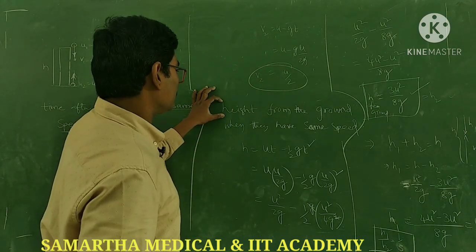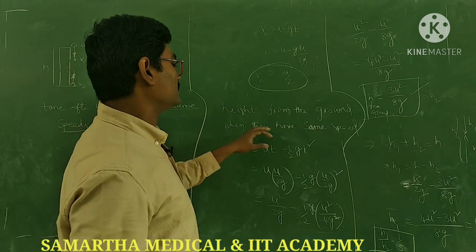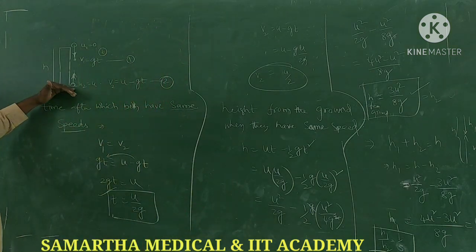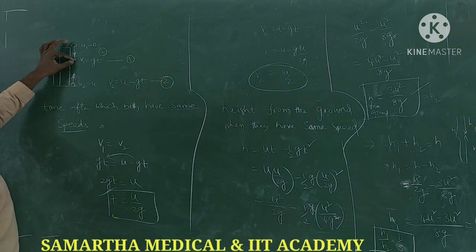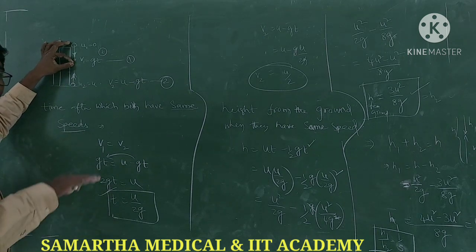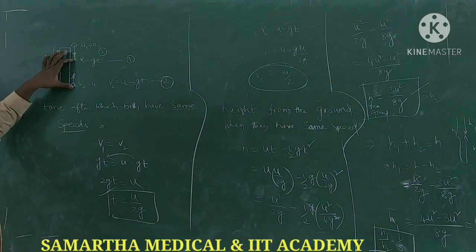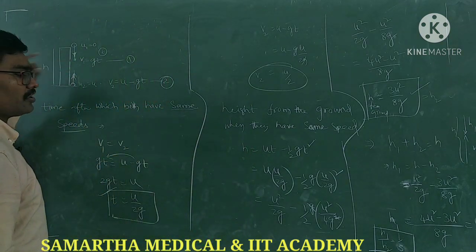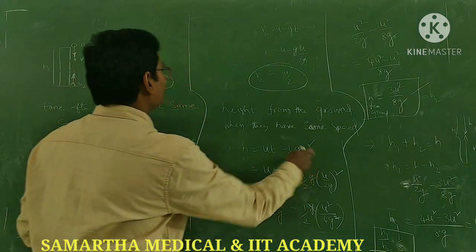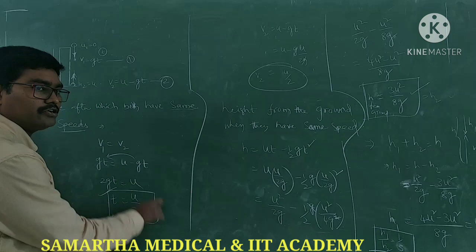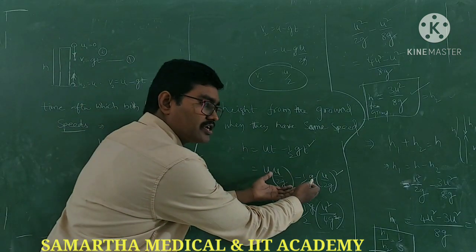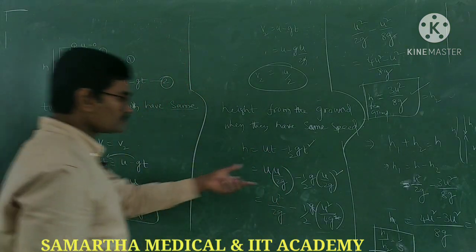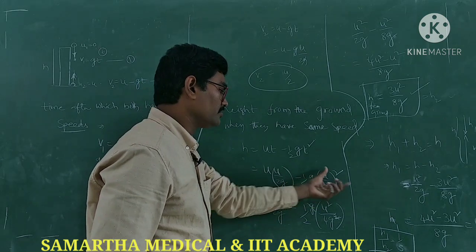Okay, right. Next, the height from the ground when they have the same speed. When their velocities are the same, what is the height from the ground they are asking? To calculate that height for the vertically projected body, h is equal to ut minus half gt square. Their velocities are equal after the time u by 2g, so I am substituting that time in this equation. So what will I get? u into t, which is u by 2g, minus half g into t, which is u by 2g, whole square.